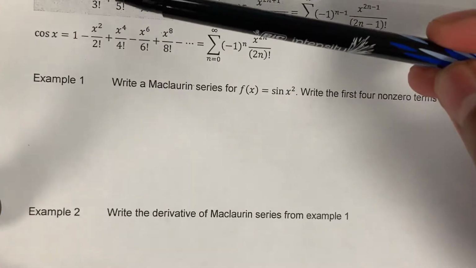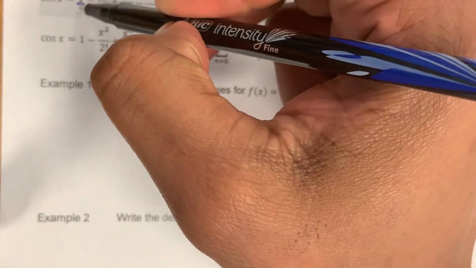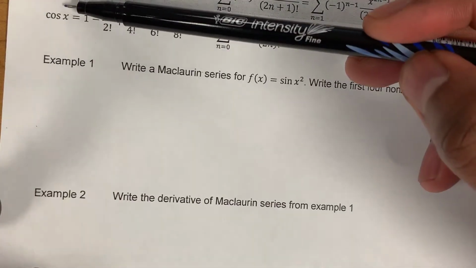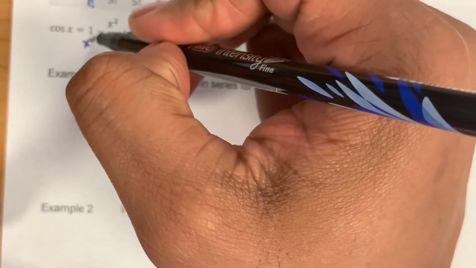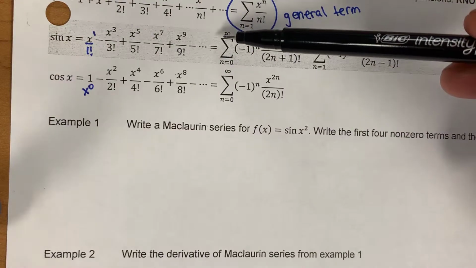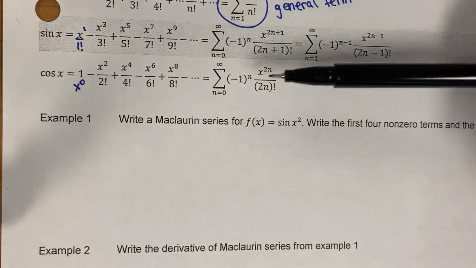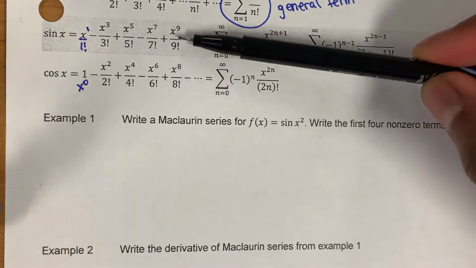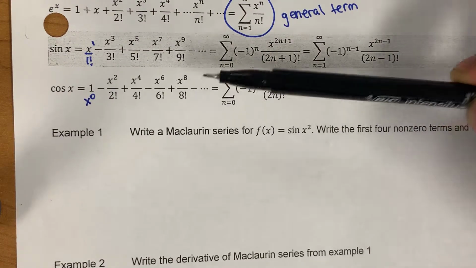So sine x, I want you to notice, is x to the first. We could write this as x to the first over 1 factorial. It is all of the odd powers, and cosine x is all of the even powers, because even the 1 is technically x to the 0 power. So sine has all of the odd powers, cosine has all of the even powers. If you remember in functions and analytic geometry, we talk about how sine is an odd function and cosine is an even function. This is further proof of that.